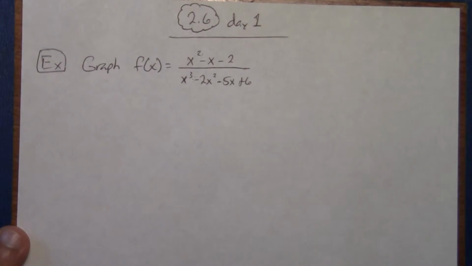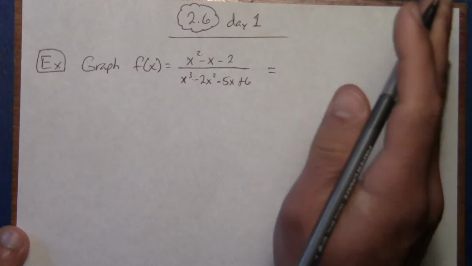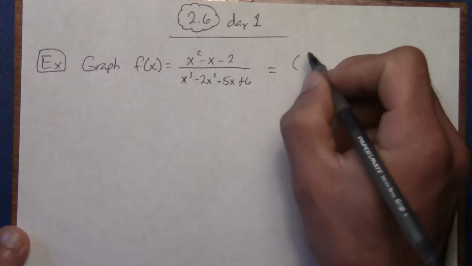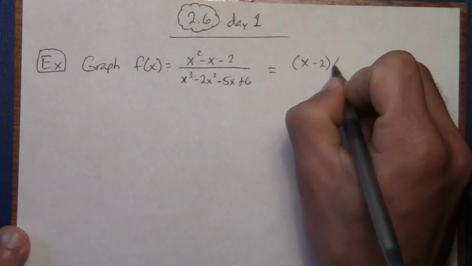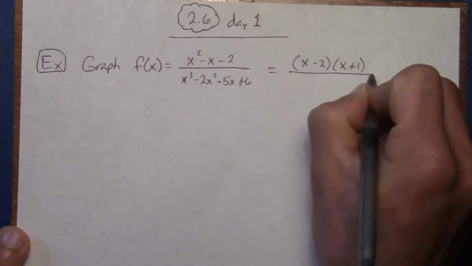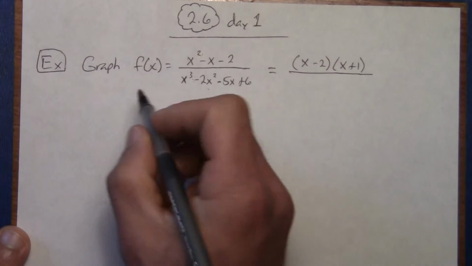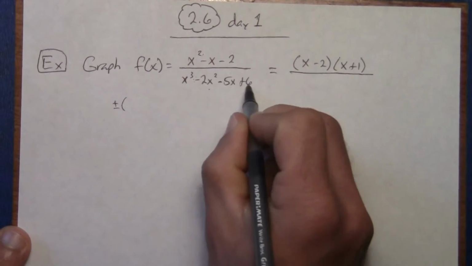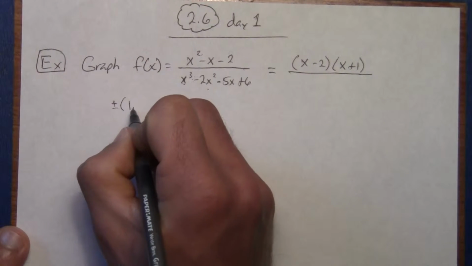So I know this is going to be horizontal. Now, because it's a horizontal, my first step should be to try to factor the numerator and denominator as far as I can. So the numerator is simple enough. It factors into x minus 2 and x plus 1. The denominator I'm going to have to do synthetic division on. And so if I make my little plus or minus list, I've got plus or minus the factors of 6 divided by factors of 1. That's nice. So it's really just the factors of 6.